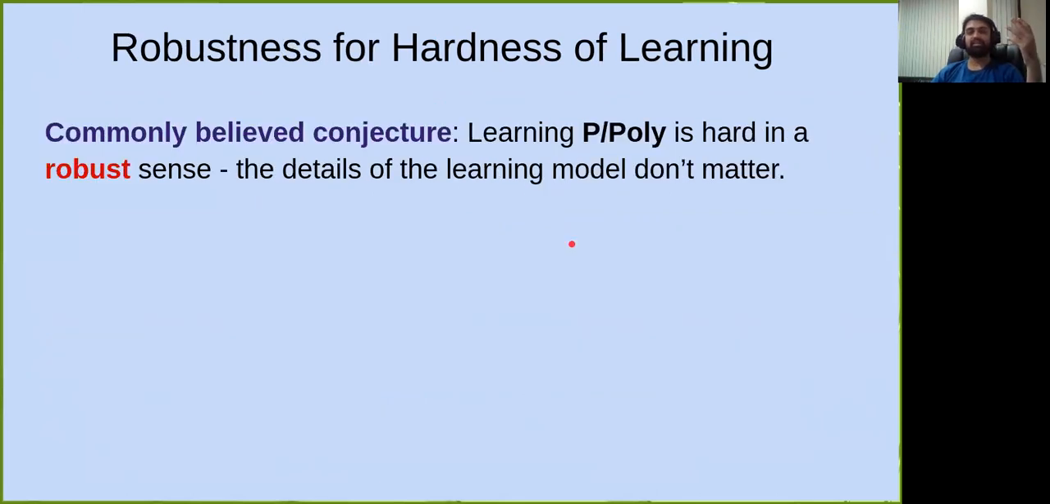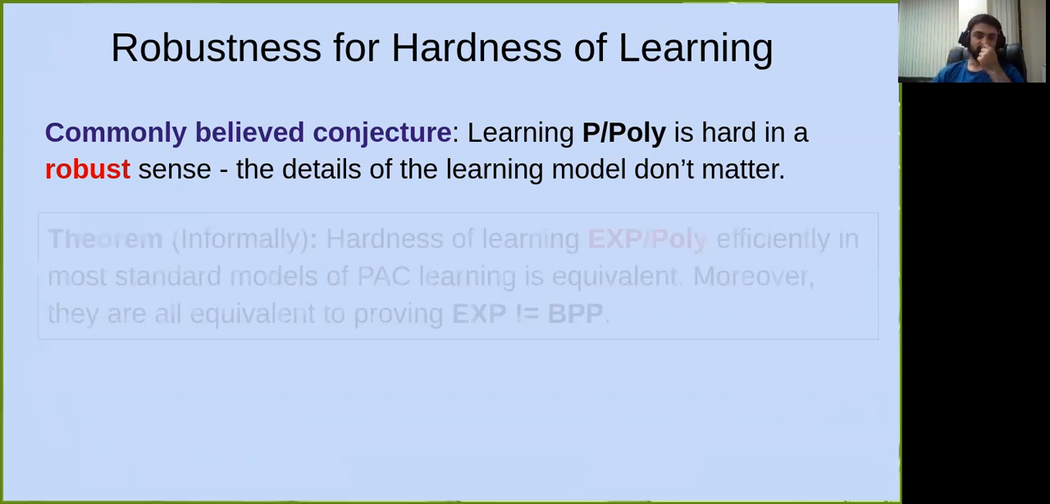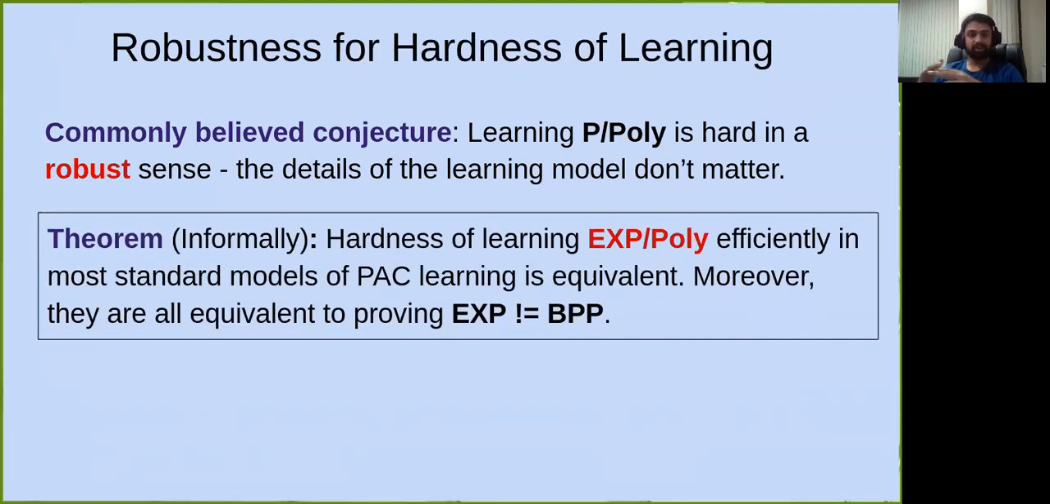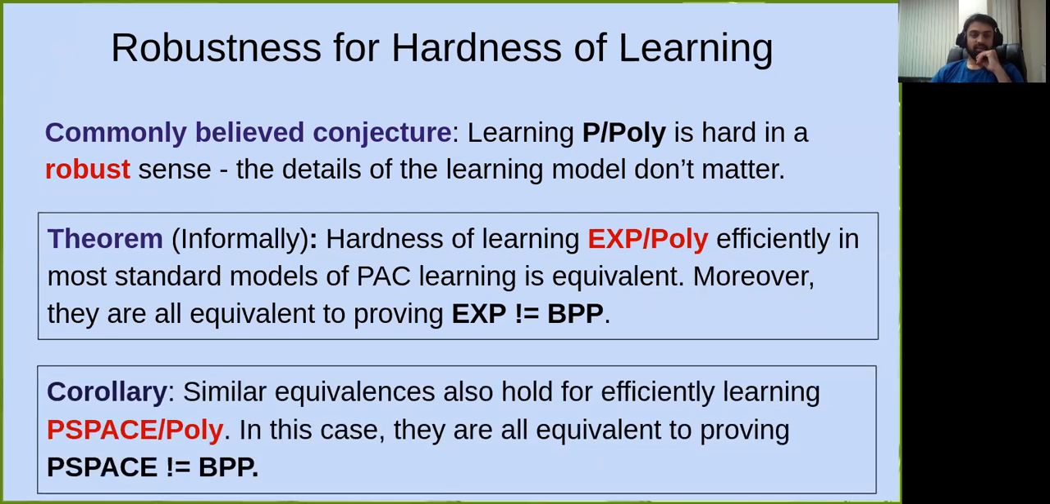Our second result is based on the following commonly believed conjecture: that learning P/poly must be hard in a very robust sense. In other words, the details of the learning models do not really matter. The learning algorithm could have access to random examples or membership queries. It could get data points only over the uniform distribution or any arbitrary distribution. So learning P/poly should be hard in every single model. Of course, this is very difficult to prove, but when we look at EXP/poly, we show that hardness of learning EXP/poly over most standard models of PAC learning is equivalent. Moreover, we show that they are all equivalent to proving that EXP is not equal to BPP. We also show that similar equivalences hold for efficiently learning PSPACE/poly, and in this case, they're all equivalent to proving PSPACE is not equal to BPP.